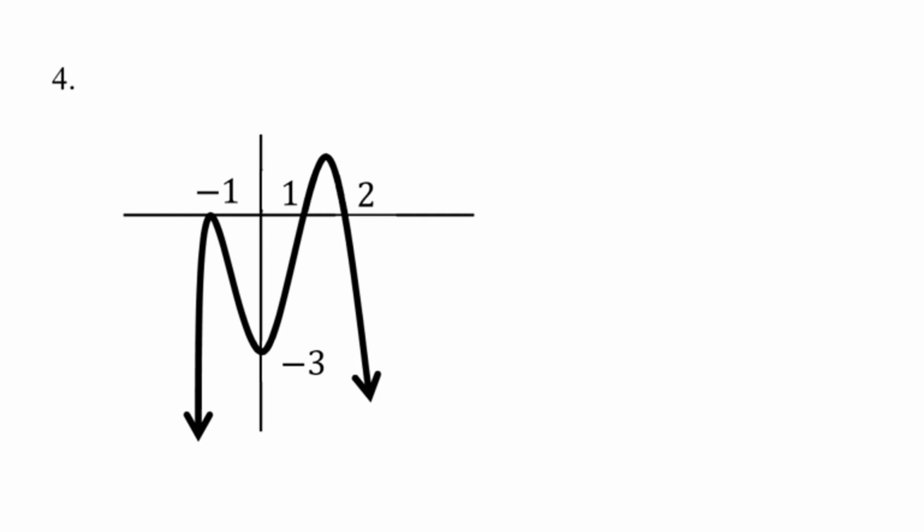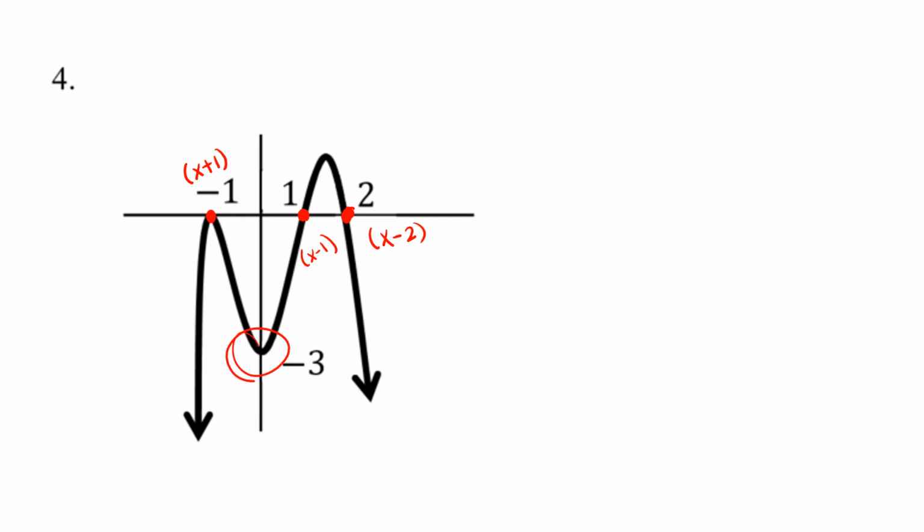Okay, so here we go with number 4. Again, we're writing equations for these functions, and where we're going to start is the x-intercepts. So we have this x-intercept here. It's at negative 1. That's a factor of x plus 1. We have an x-intercept here at positive 1. That's a factor of x minus 1. And we have this last x-intercept at 2, another factor of x minus 2. Let me move this x minus 1 so we can look at it.